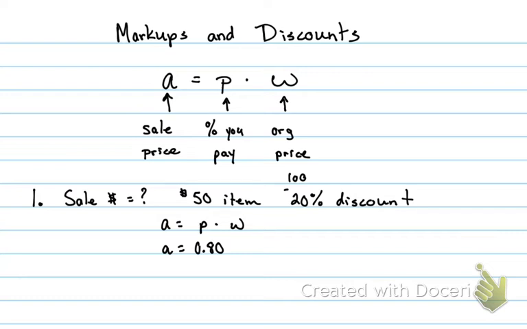All right, the original amount is $50. I paid 80% of that. So how much did I pay? What's 0.8 times 50? Okay, I paid $40. All right, if it was 20% off. Any questions on that? All right, so now we're going to use the same formula.